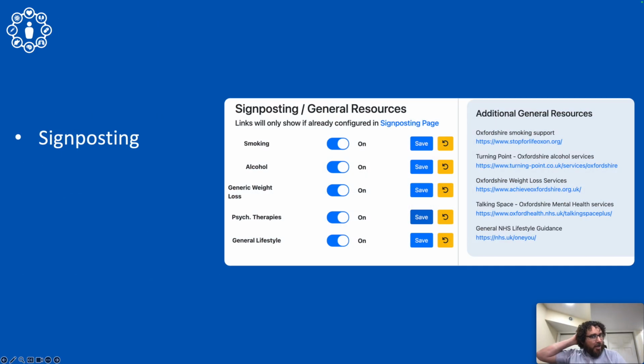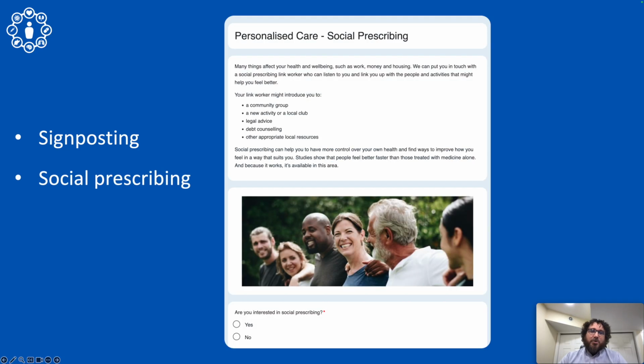At the end of the review, we signpost patients to relevant resources, and that works out of the box. It doesn't require customization, but you can go in and enter links to local resources, smoking and alcohol services, weight loss, psychological therapies, if relevant for you. And so it just makes it a more engaging experience for patients. And we also have a social prescribing module, which you can activate and put in details of any local social prescribing services.